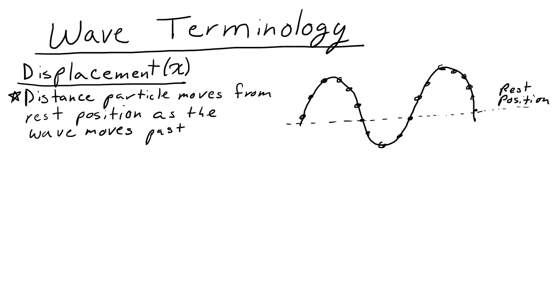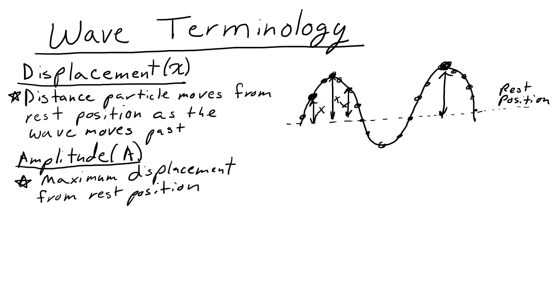How far they're displaced from the rest position is their displacement. So this bead right here has a displacement from the rest position of x, and as I go up to the top, I have a greater and greater displacement, and then they start going down. The maximum displacement of my particles, the farthest I'd be able to displace them from the rest position, is what's called the amplitude. So my amplitude is the maximum distance from the rest position.